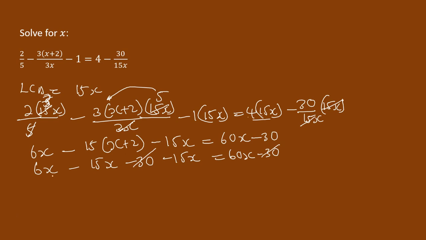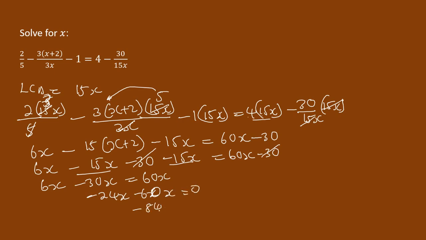And then we remain with 6x. Negative 15x minus 15x is negative 30x is equal to 60x. Negative 24x minus 60x is equal to 0. Negative 84x is equal to 0. Divide by negative 84 both sides, x is equal to 0. X cannot be equal to 0 because these fractions are going to be undefined, so x cannot be equal to 0. So again here there's no solution.